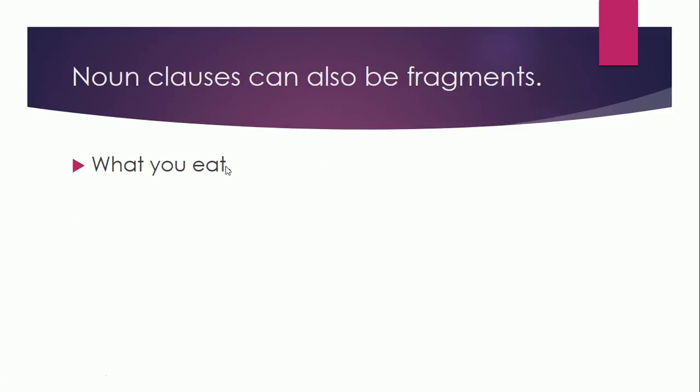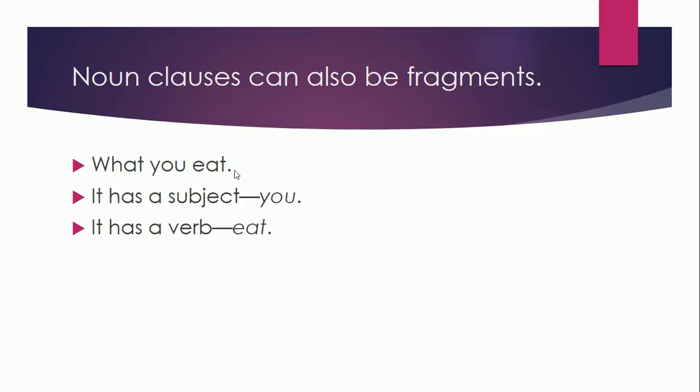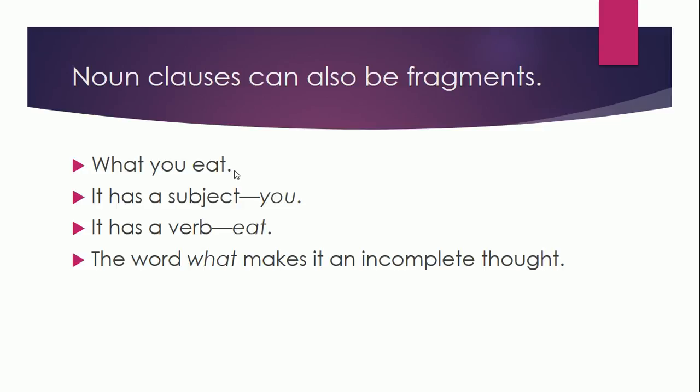Moving on to noun clauses. I don't see these as fragments very often, so we're not going to spend as much time on them. What you eat is a noun clause. Has the subject, you, has the predicate, verb, eat. So we have the makings for a sentence, and again, the word what is what makes it an incomplete thought. And it is a relative pronoun. We're not going to spend a lot of time on relative pronouns today, but it's one of those keywords we need to look for to indicate that we might have a fragment.